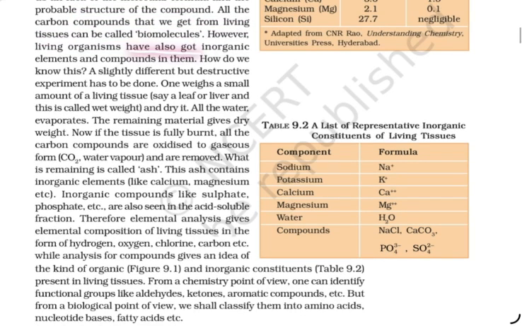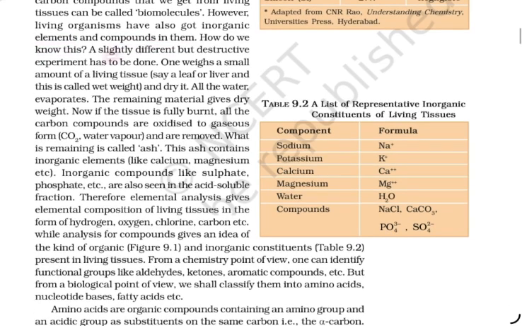However, living organisms also have inorganic elements and compounds in them. How do we know this? A simple but destructive experiment has been done. One weighs a small amount of living tissue, say a leaf or liver, and this is called the wet weight. Dry it, and all the water evaporates. The remaining material gives the dry weight.